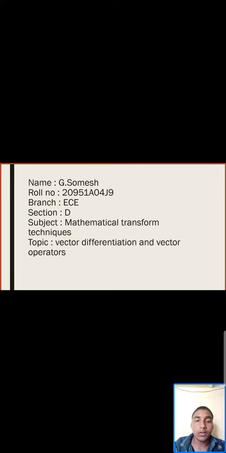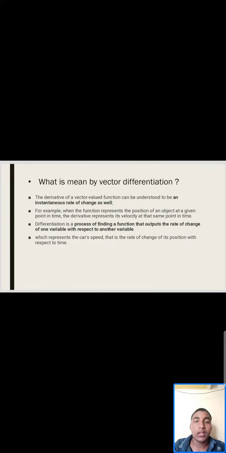Today's topic is vector differentiation and vector operators. What is meant by vector differentiation? The derivative of a vector valued function can be understood to be an instantaneous rate of change as well. For example, when the function represents the position of an object at a given point in time, the derivative represents its velocity at that same point in time.